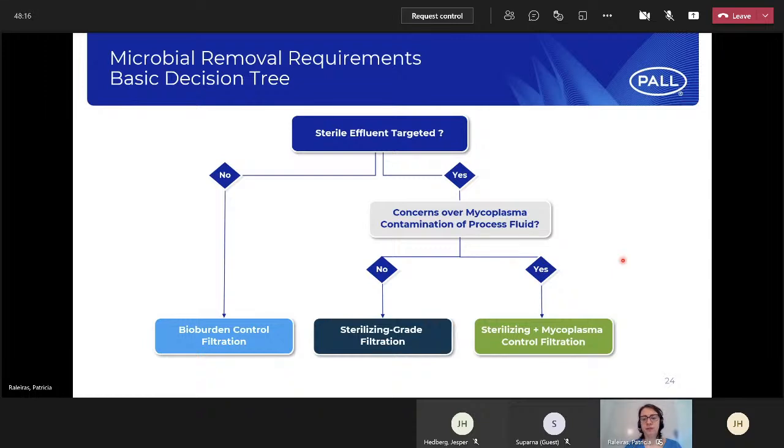What you need to decide is if you have a strict necessity to have a sterile effluent, and therefore you need to go to a filter that says that it's a sterilizing grade, or if you just need to protect the columns or whatever, and then your bioburden control is fine. And then again, especially for applications like final fill or addition of nutrients to the bioreactor, you might want to make sure that you don't have any mycoplasma. So you might also want that.